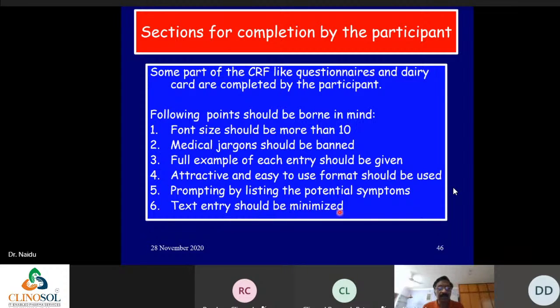Text should be minimized. Please don't ask them to write something there, because a lot of mistakes will be made. So as far as possible, don't ask any participant to enter any text in your diary or questionnaire. The questionnaire should be just a tick mark or something, very simple.